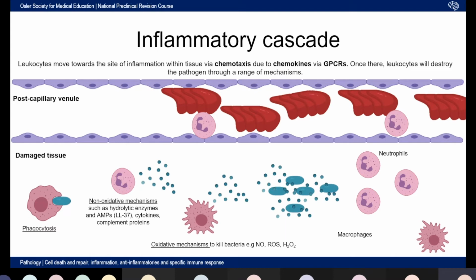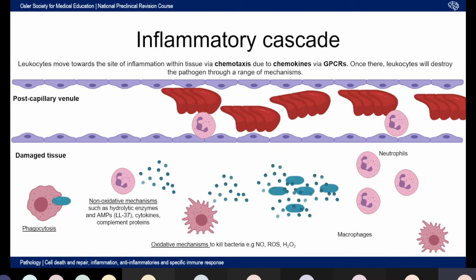But then there's also oxidative mechanisms. So these require oxygen, and experiments have shown that there's an idea called respiratory burst, and that's how this has come about. They found that when you put it in oxygen, these cells show a sudden increase in oxygen uptake, and the reason for that is because they need to produce things like nitric oxide, so NO, or reactive oxygen species, or hydrogen peroxide.